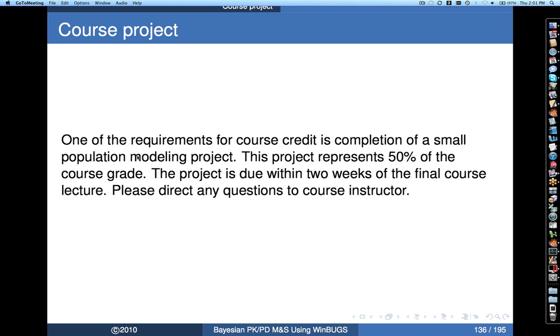So again, one of the requirements for course credit is completion of a small modeling project. Actually, I thought I got rid of the word population, but that'll do. I was thinking of a small hierarchical modeling project, which may or may not fit under the heading of population. And that project represents 50% of the course grade. The project is due within 2 weeks of the final course lecture, so that would be, essentially by the beginning of 2011.